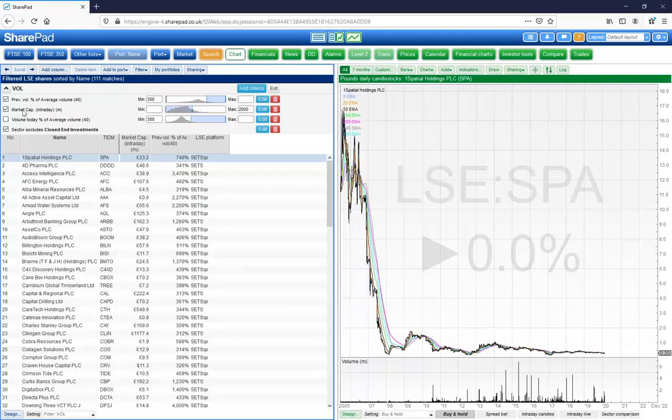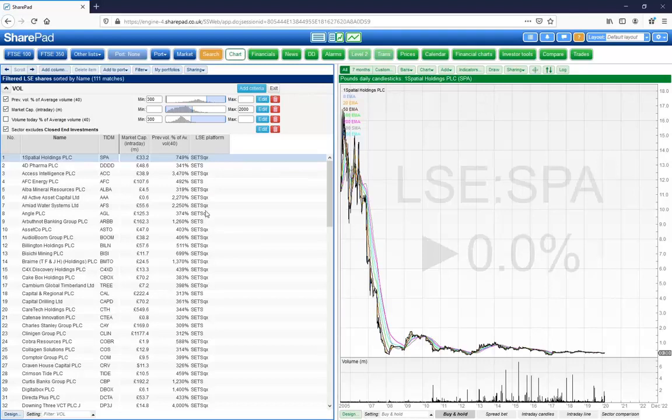I also have a market cap filter, so I don't really want to be buying companies over 2 billion. It starts to get really difficult. And to filter it further, I've also excluded closed-end investments. So I don't want any investment trusts or anything like that. I want pure equities. And the good thing about this filter is once you've loaded it up, you can see sort of big changes here.